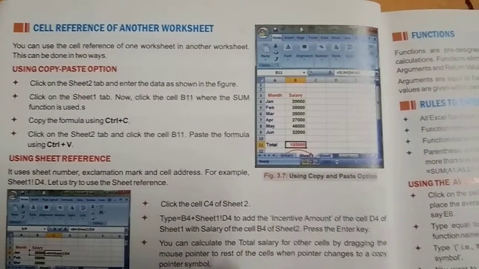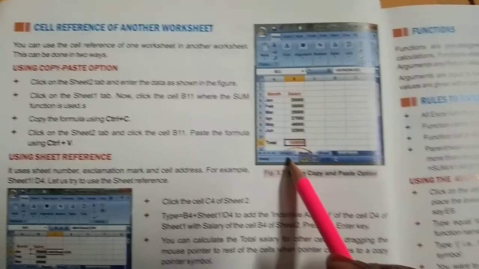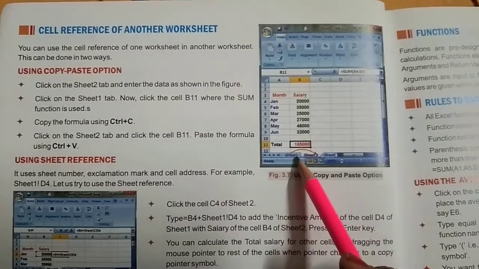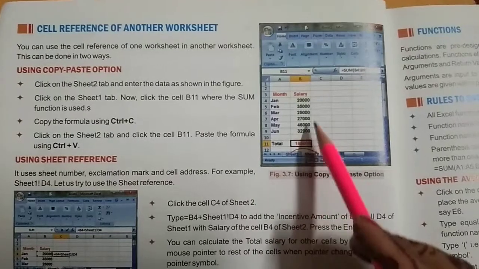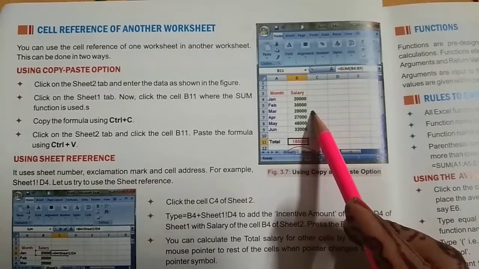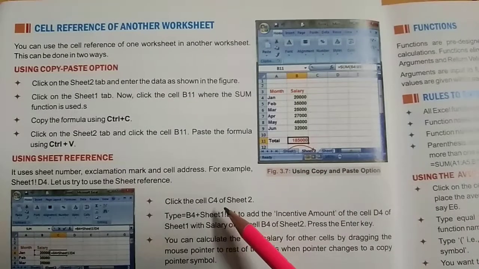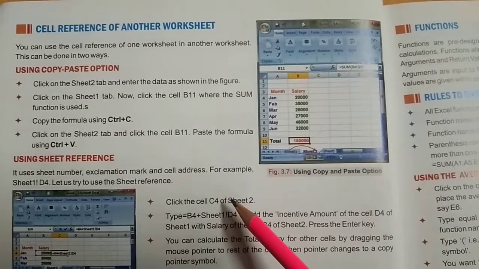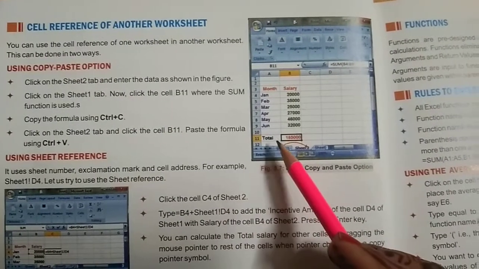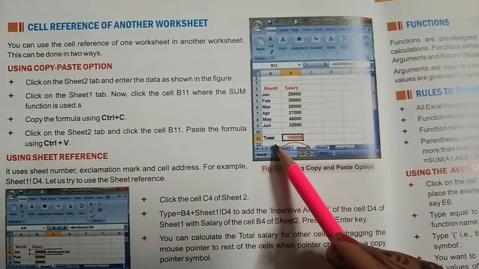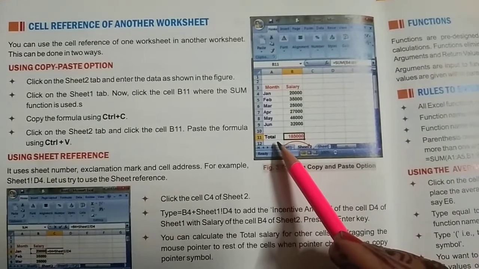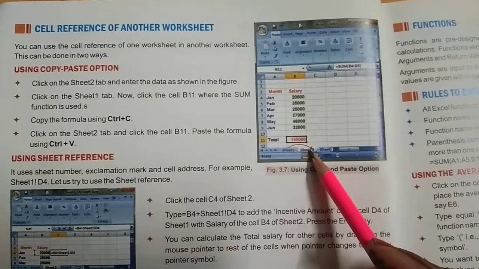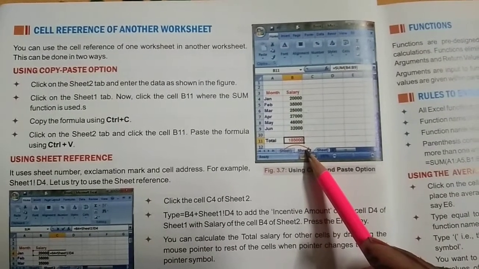First of all, you have to click on the sheet and enter the data as shown in the figure. So click on sheet tab number 1 and click on your cell with the help of various functions. Then click the copy button, by using the shortcut Control plus C. And now you can make a copy of your data sheet and paste it on the other sheet, that is sheet 2, by using Control plus V.